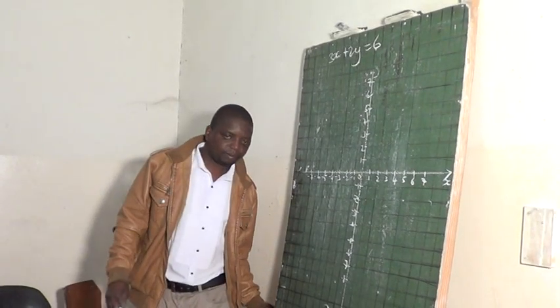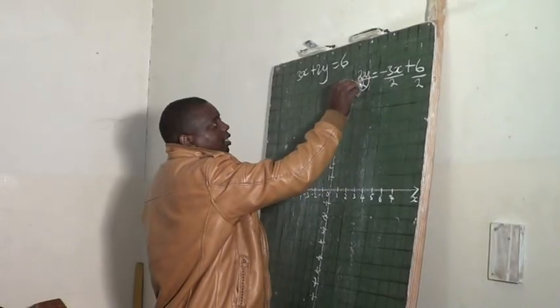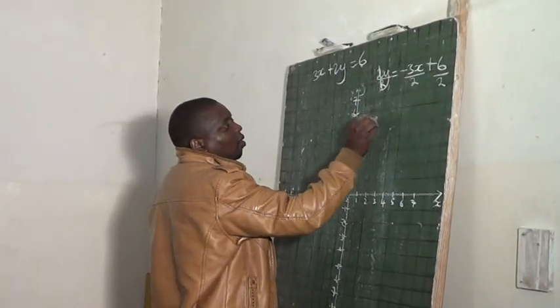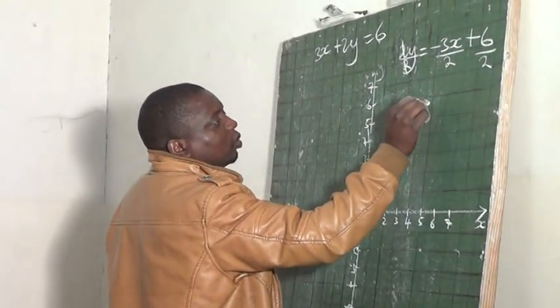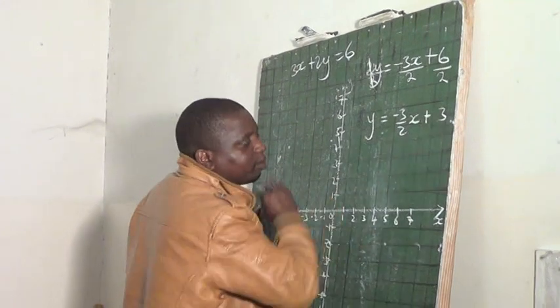First, we move 3x to the other side. It becomes 2y is equal to minus 3x plus 6. Then we divide both sides by 2. We divide throughout by 2 to make y the subject, such that 2 and 2 cancel off. We are left with y equal to minus 3 over 2 x plus what? Plus 3.